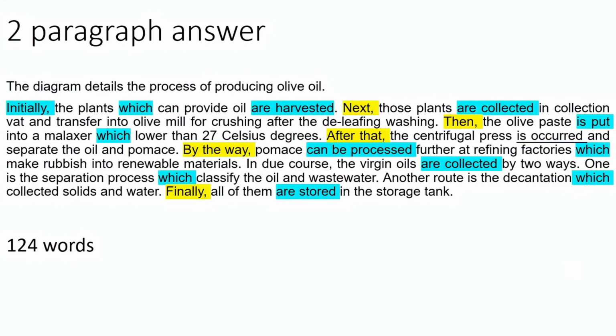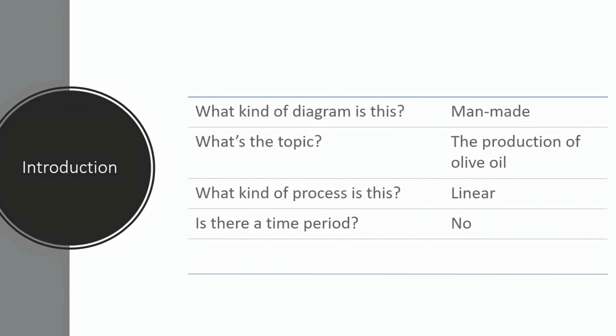We want to write this essay now, so we'll start with the introduction. That's the first paragraph. So this is what we should ask ourselves for completing our introduction. We should ask ourselves questions like this. What kind of diagram is this? Is it a man-made or natural? So this one is going to be man-made. It's the production of olive oil. What's the topic? Well, I just said it. The topic is the production of olive oil.